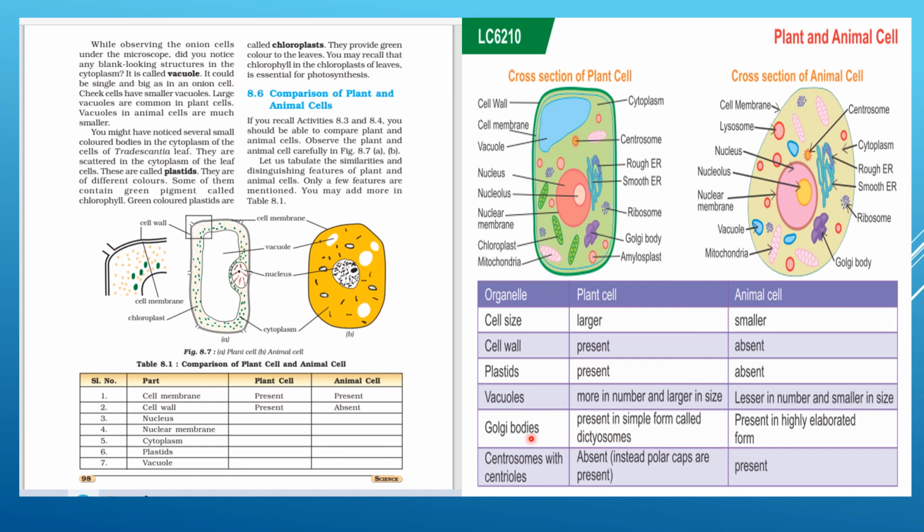Now, when we talk about the Golgi bodies, they are present in a simple form called dictyosomes in plant cell, but in animal cell, it is in a highly developed form. Now, centrosome is absent in plant cell, and present in animal cell. So, with the help of all that, you can complete this table of comparison. Okay, so all these things are related to the structure of the cell. So all these things are related to your chapter.